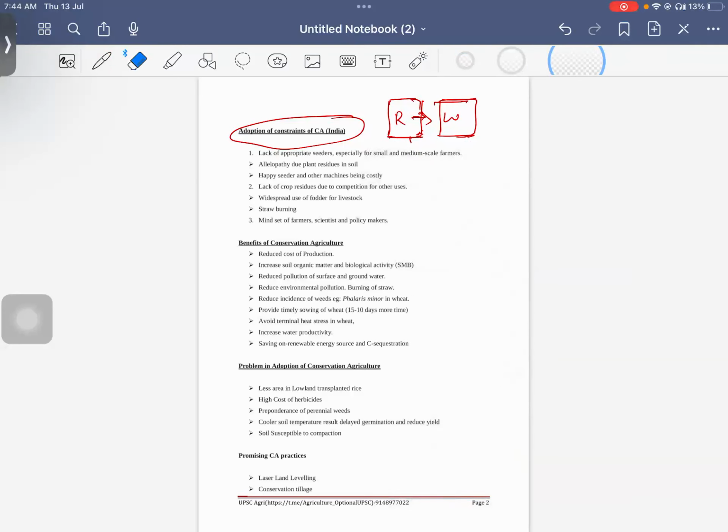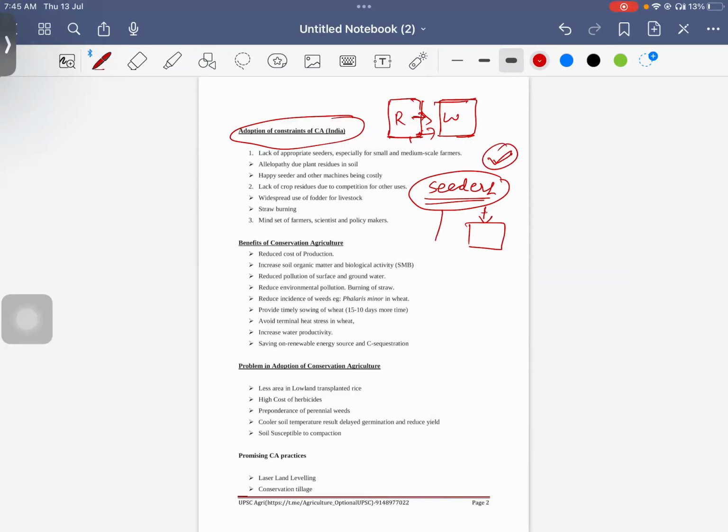But here is a catch. When we are doing this, we need special seeders. Means we can't use the same normal seeders, because the soil will be hard, and there will be a lot of residues, because of which we have special seeders. Like we call it happy seeder. Okay. So the farmers have to purchase this new machine. So that is one disadvantage.